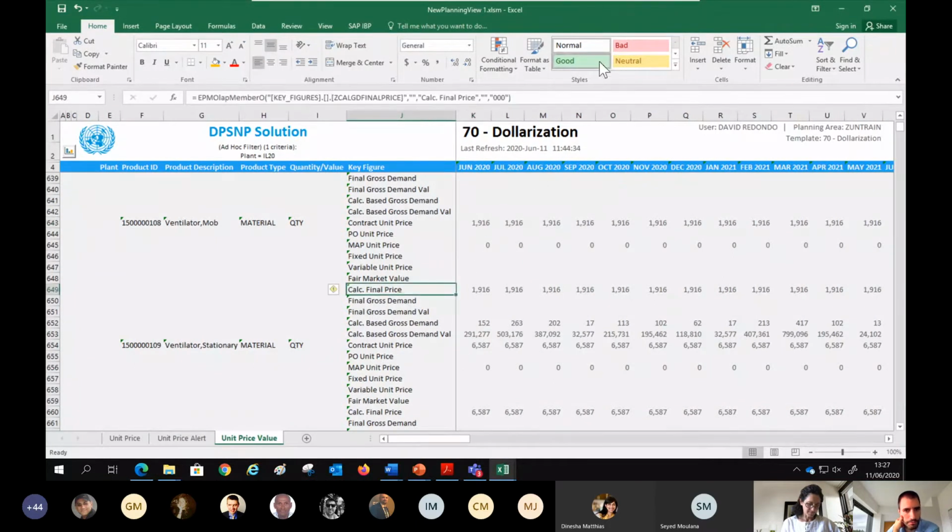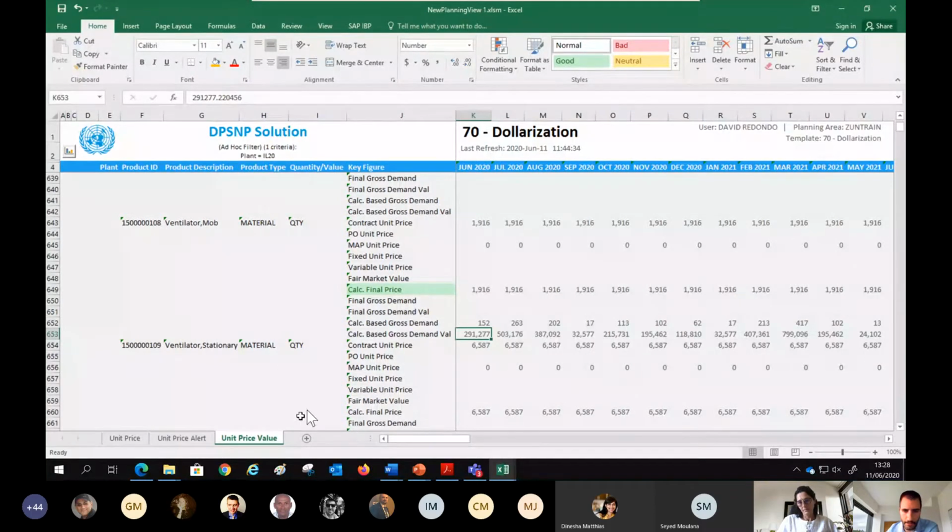This is basically the price that the system has determined for this element. And then we have the calculated base gross demand, that is 152, and the gross demand value, which is the multiplication of the final price by the quantity. All right, so this is basically what we have in the third tab.